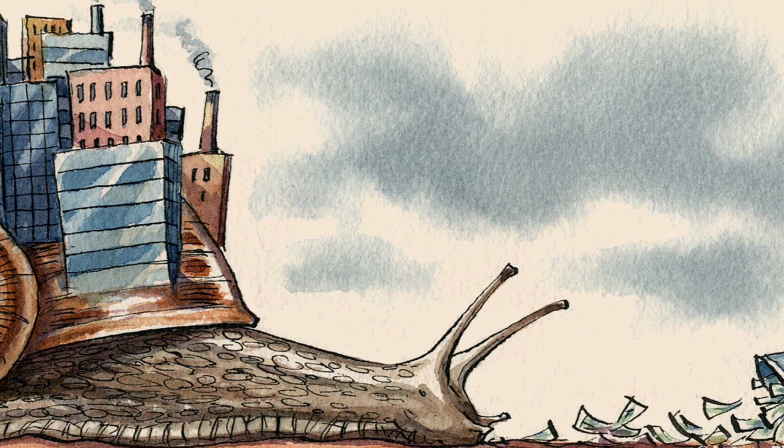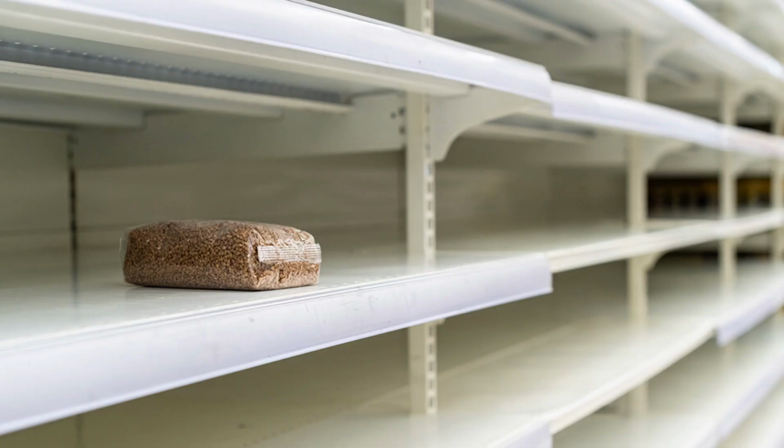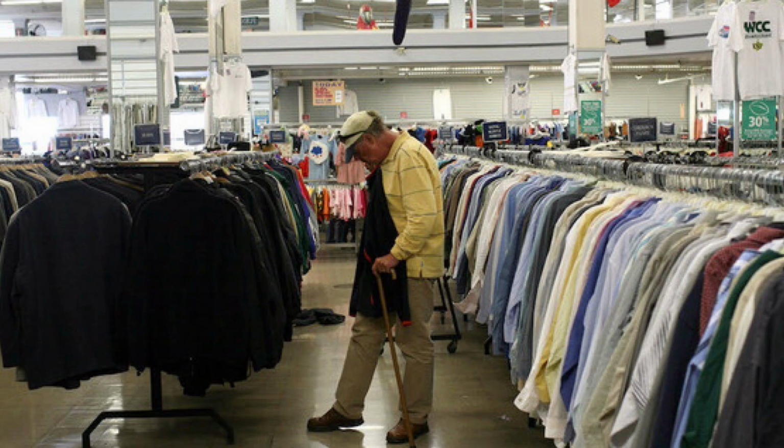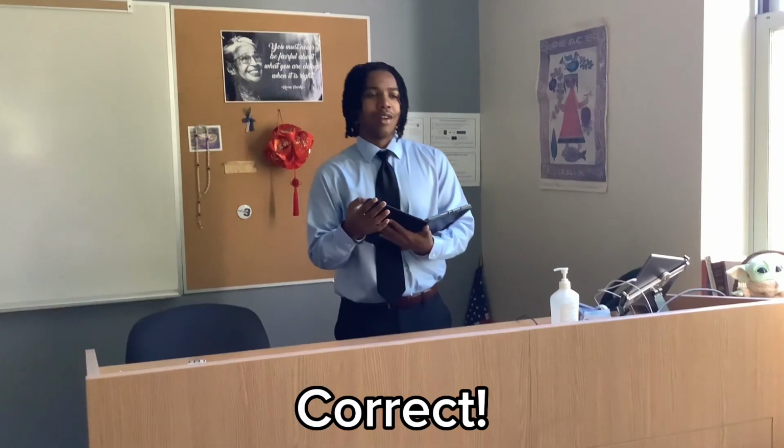This partially reformed economy was not enough to bring the Soviet economy out of stagnation that was characterized during the Stalin era. The Stalin era consisted of shortages of food, housing, and clothing for many years. This also caused the Soviet economy to become corrupt. Correct. 200 points to Pierce.